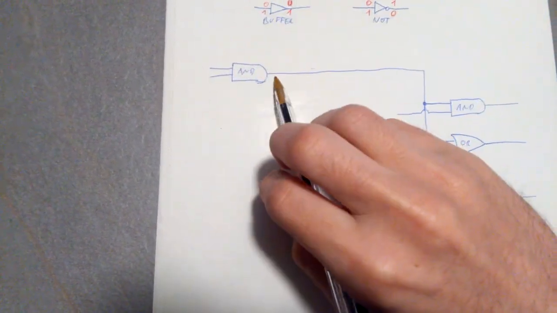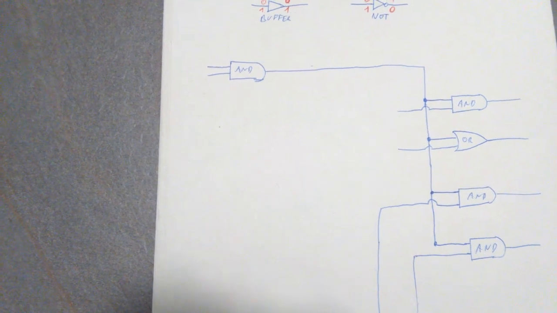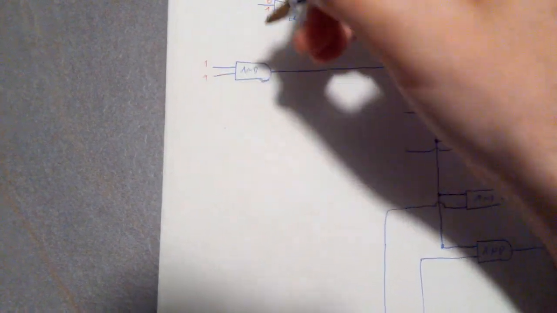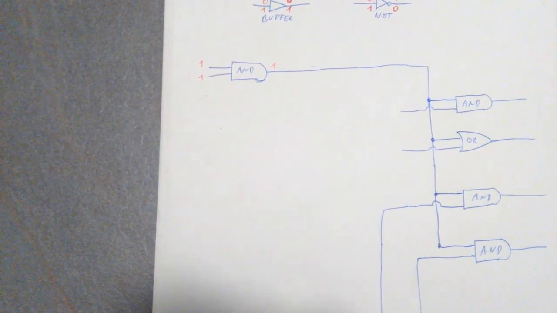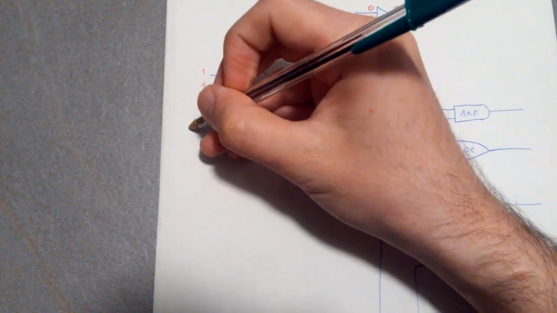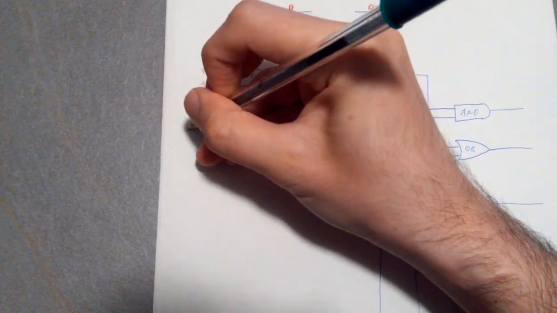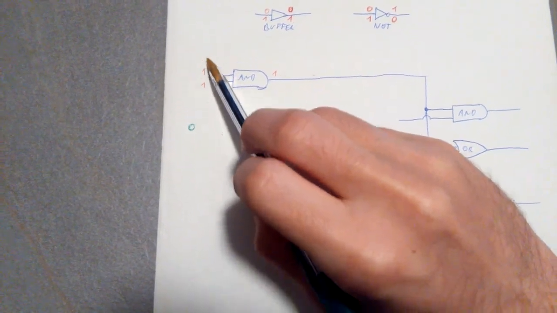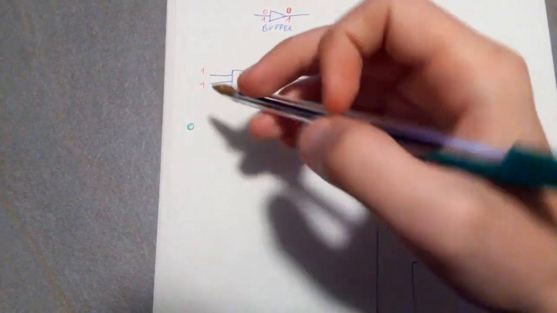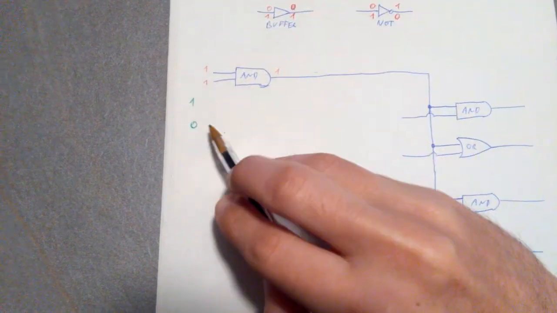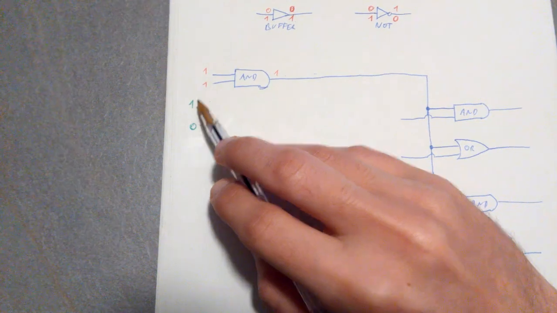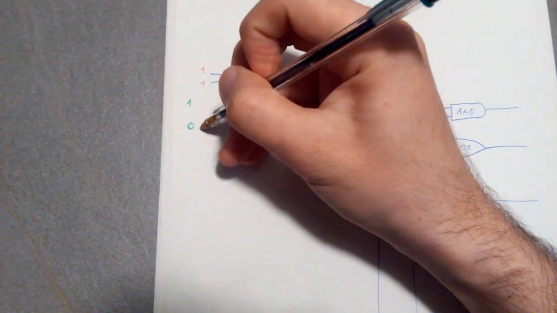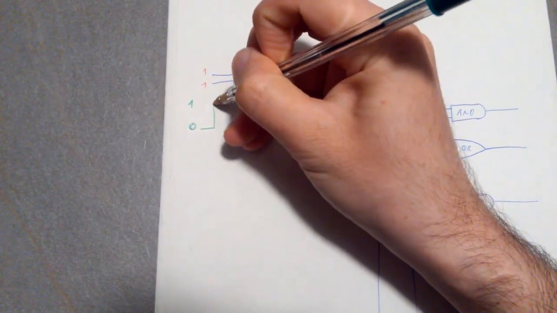So let's suppose that we have 1 and 1, and the output is 1 here. What does 1 mean? Well, it means that the voltage is high. So how do we represent this? Let's suppose that we get a series of inputs here, and this one is low voltage and this one is high voltage. Whenever we draw it, we generally draw it like this.